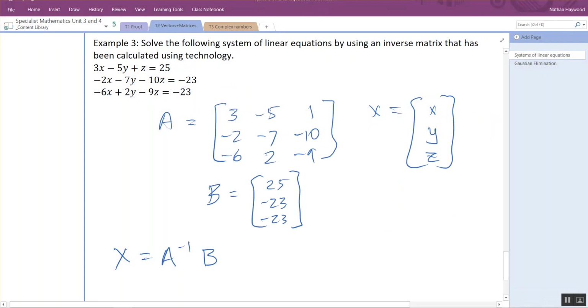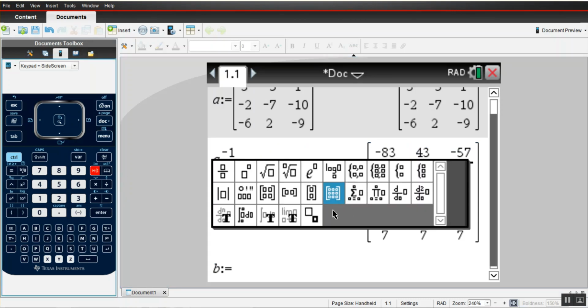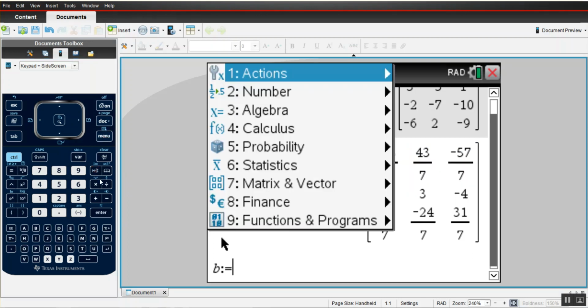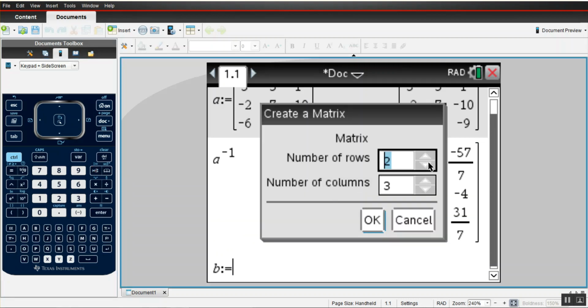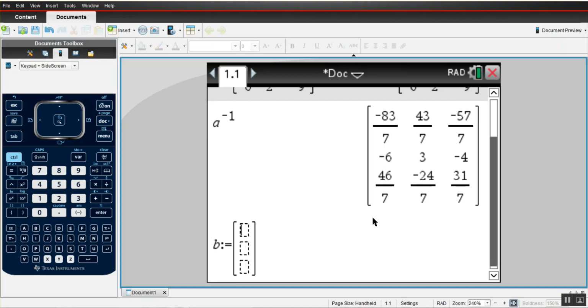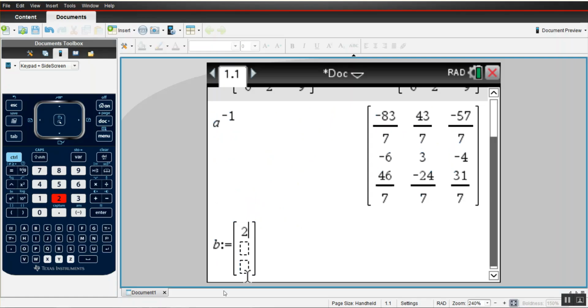What was the B? The B is a 3 by 1. Oh no, it doesn't have a 3 by 1 shortcut. Click on that one and then it takes you to... Which one? Yeah, that one. That one? Yeah, and then you can put it in. So 3 by 1. Let's type some stuff in.